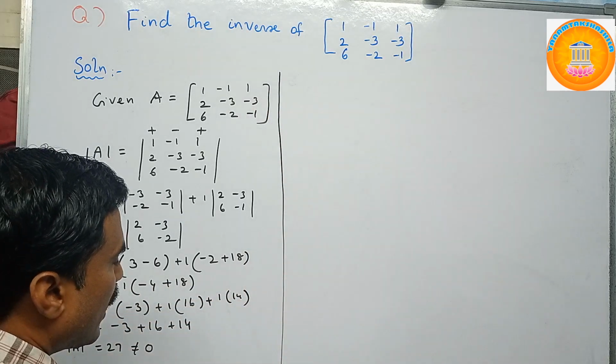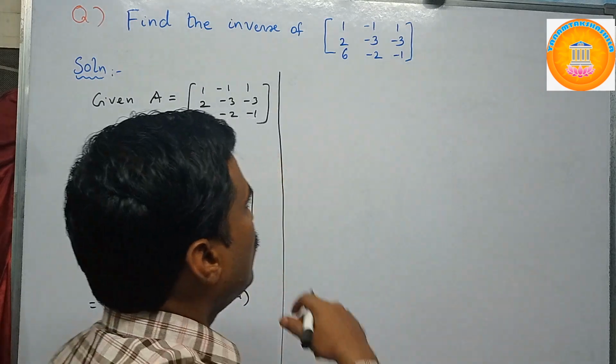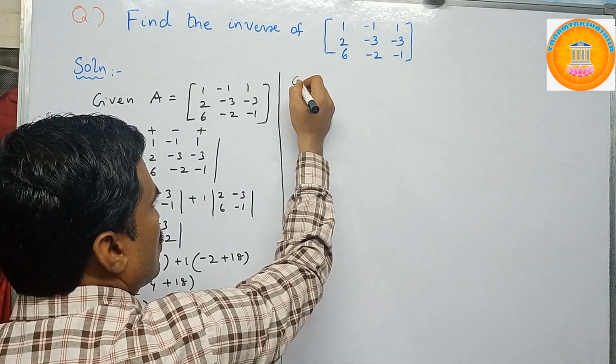So now we find the adjoint A. For this, first you need to find the cofactor matrix. That means you need to find cofactors of all the elements. So, cofactors.